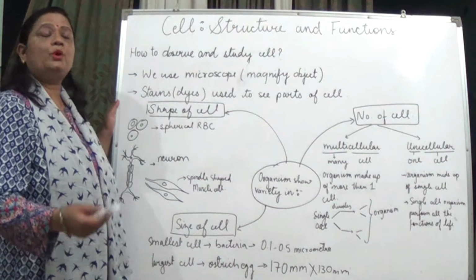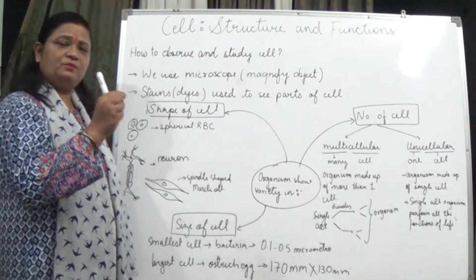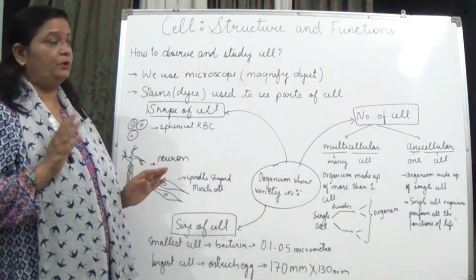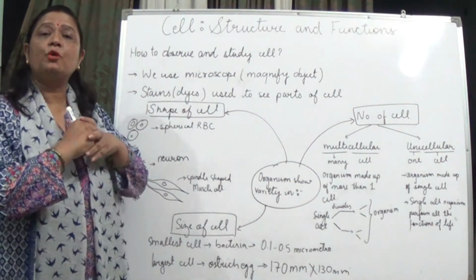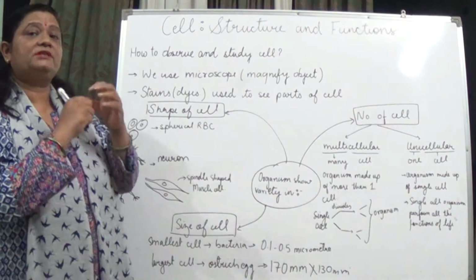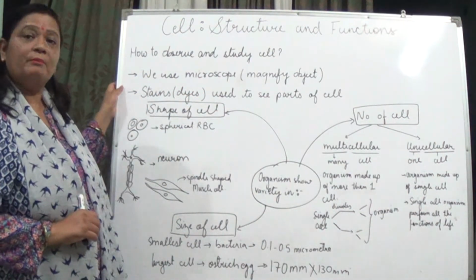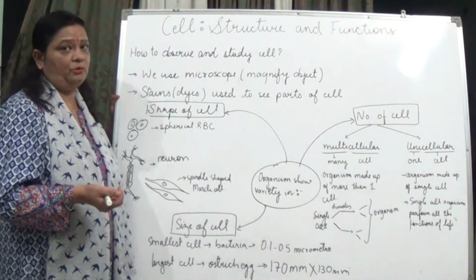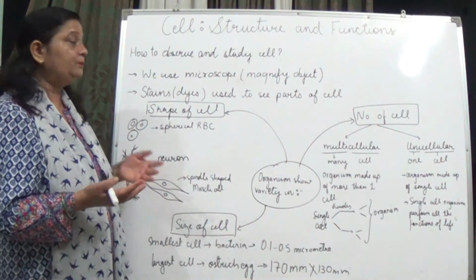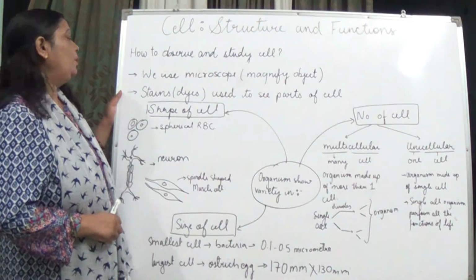Now let us see how to observe and study a cell. We know that a cell is very, very small in size. It can be observed only through a microscope. What is the function of the microscope? It magnifies the object, and if the object is magnified, you can see it easily. Without a microscope, you can't observe. Right now, can you observe any of the cells present in you? No, you can't. But with the help of a microscope, it can be observed.